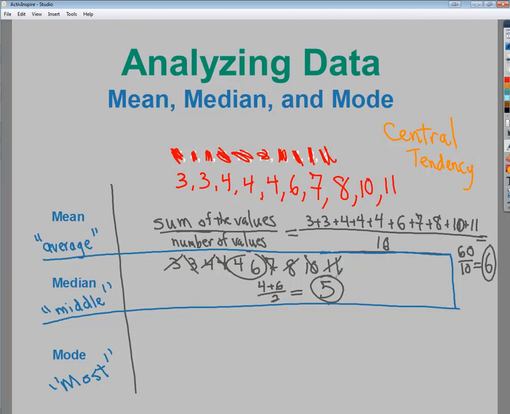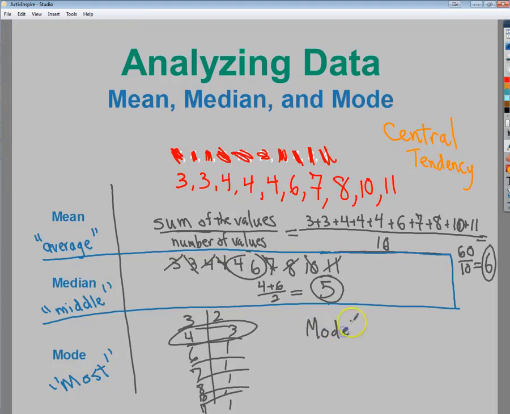So if I were to do a little mini frequency chart, and you definitely don't have to do a frequency chart with this, I'm just doing it for my own benefit. So for 3, there's 2 of them. For 4, there's 3 of them. For 6, there's 1. All the rest just have 1. So the one that happens the most is 4. So my mode is 4.